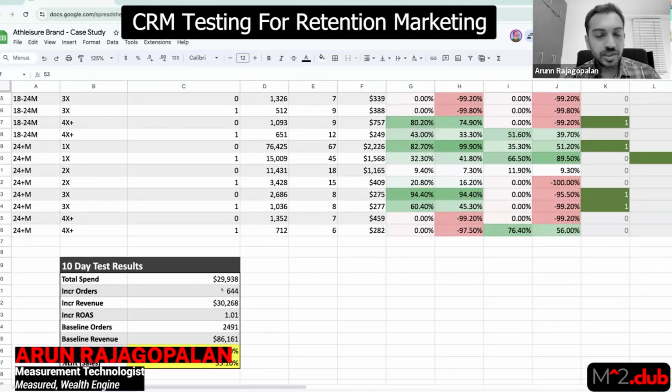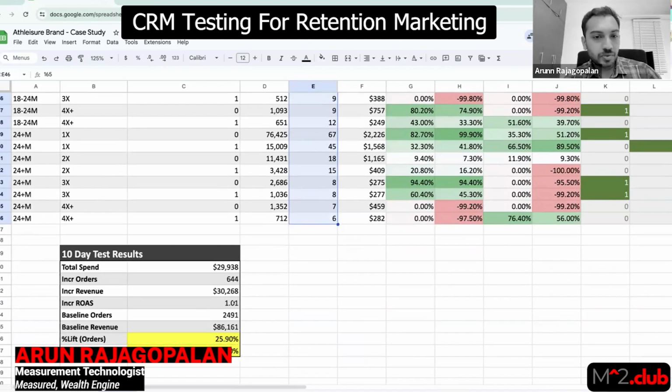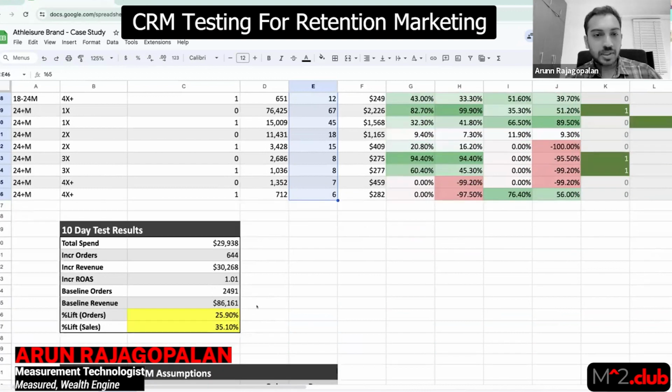So here you would get 644 incremental orders if you pick only those segments, if you had only activated them. And then the baseline order, so if you divided this, then you would get a lift of 25%. Your order level lift would be 25% and your revenue level lift would be 35%, right? So this seems like a good approach going into BFCM, given the amount of time that we have to make these decisions and come up with a strategy.